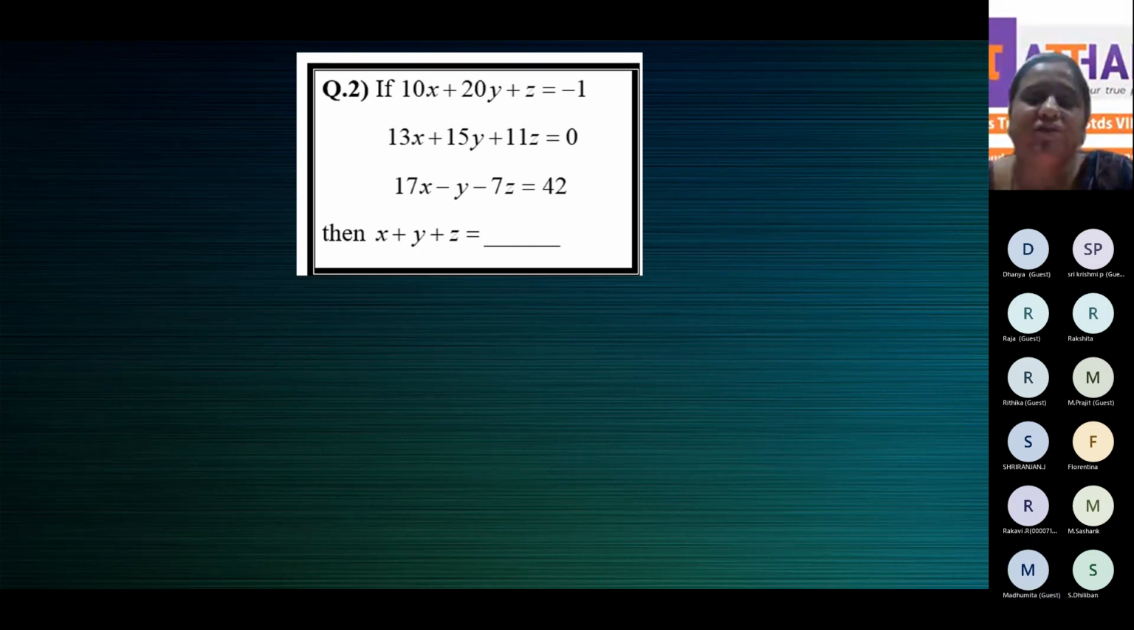Okay, so in equations 2 and 3, again you're using the elimination method, and you're going to eliminate which variable? Z, ma'am. Here also z. So you'll get another equation in x and y. Very good. Yes.